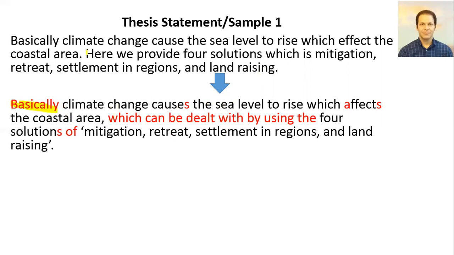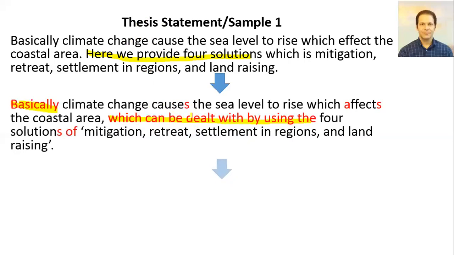As you can see in the first sentence, here we provide 4 solutions, which marks a new sentence, was combined in the form of which can be dealt with by using the 4 solutions in the second alternative. So the second alternative here is much better than the first one because number 1, it doesn't have the grammatical errors, and number 2, instead of 2 sentences here, we have 1 sentence here.